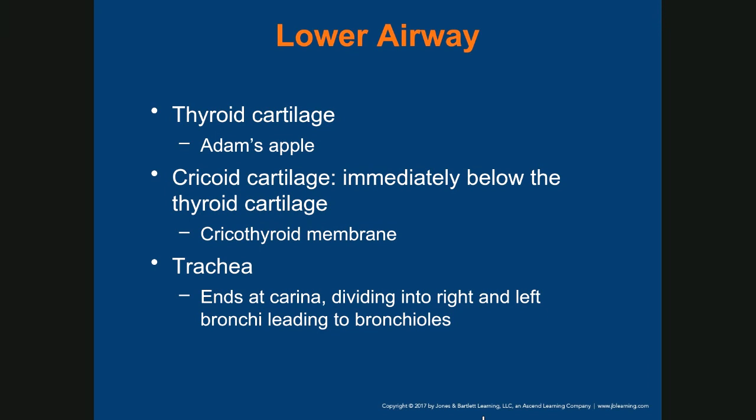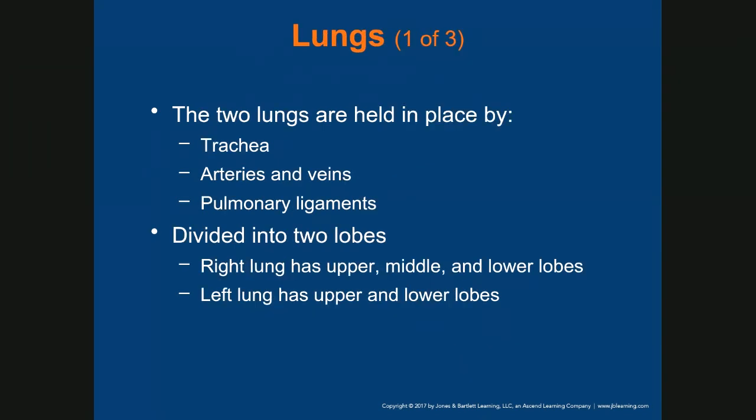The trachea ends at the carina. That's where it bifurcates into the right and left bronchi, leading to bronchioles. Lungs. The two lungs are held in place by the trachea, arteries and veins, pulmonary ligaments, divided into lobes. Now, the right lung has the upper, middle, and lower lobes. The left lung only has upper and lower lobes.